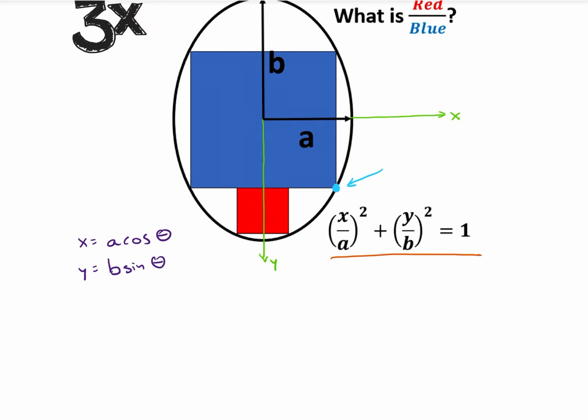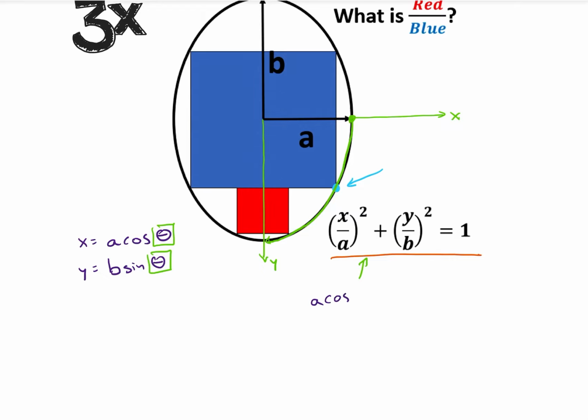Why am I sure that as I increase this parameter theta, I'm actually staying on my ellipse? I'm positing that theta acts as a parameter: I start at 0, which would be right here, and as I increase theta, I ride the edge of my ellipse. That will happen if this equation on the right is true. So let's plug our values in and see if it's still true.